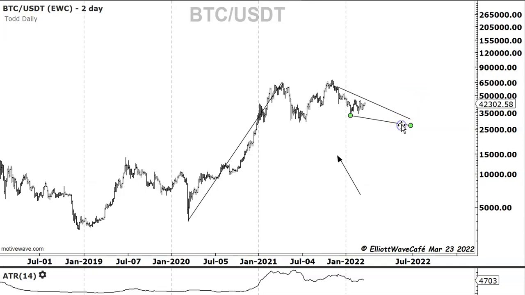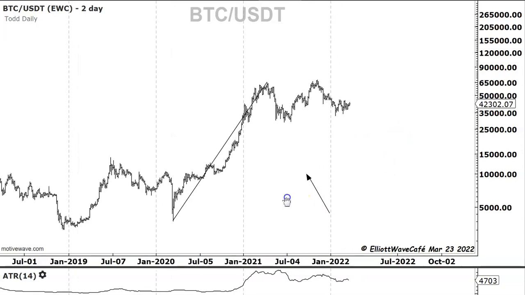If it's a triangle, if this is a fourth, right? Because you cannot have triangles in second waves. If this is a third and that's a fourth, it's a triangle. You cannot come below these lows in here. So where are you going to go? You're still bullish. You just take more time.